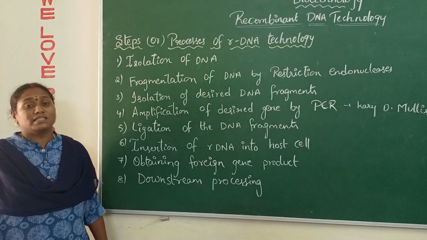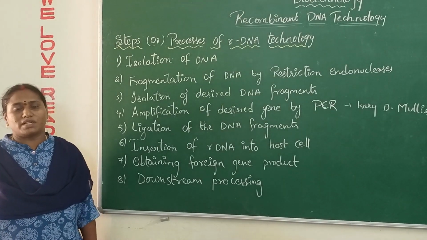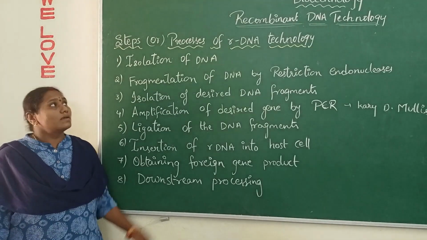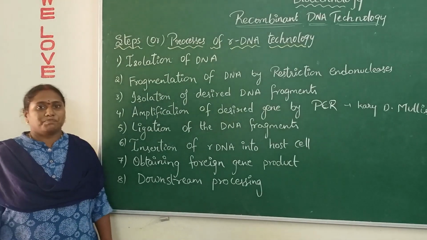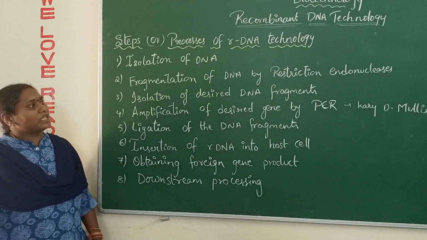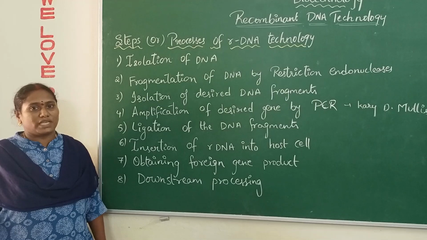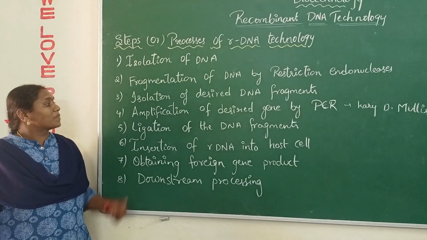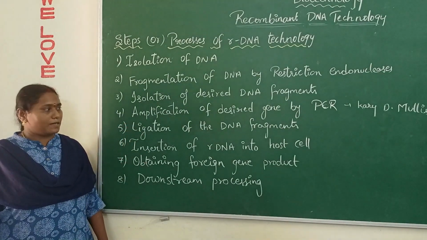So let us study deeply about this rDNA technology. There are several steps involved in rDNA technology, which are also called processes. Let us see the processes. The very first step is isolation of DNA. Second step is fragmentation of DNA by using restriction endonucleases. Third is isolation of DNA fragments by using agarose gel electrophoresis. Fourth is amplification of the desired gene by using PCR.